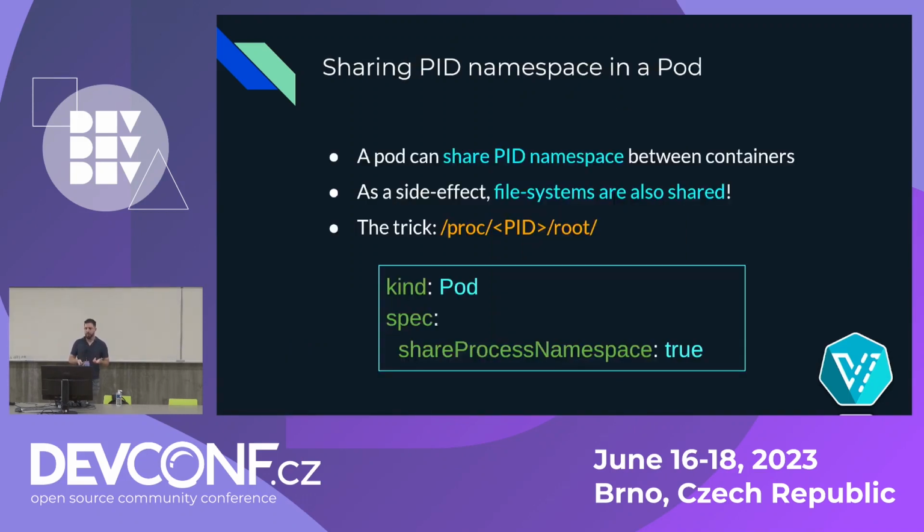And a cool fact that I didn't know before I dove into that is that we can actually share the PID namespace between the different containers. That's supported by Kubernetes. And that's pretty cool because we can have processes communicating with one another from different containers. And as a side effect, the file systems are also shared if you use that. The trick is going into /proc/pid/root, and then you get to the root file system of a process that lives in another container, which is pretty cool and sometimes useful.